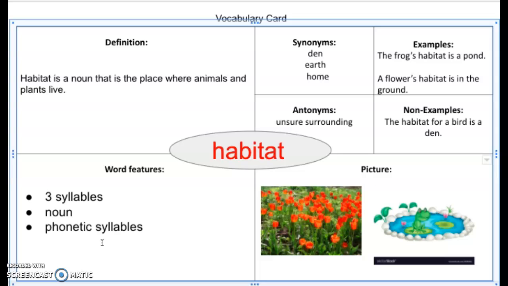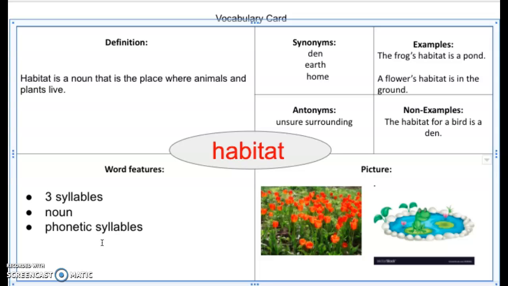If you look down at the bottom rectangle, you'll see that habitat is 3 syllables. If I clap it out, habitat, 3 syllables. It's also a noun. And I did want to point out that even though it's a 3-syllable word and a little bit bigger than what we're used to reading, you guys would be able to sound out every syllable in this word. All of the letters are making the correct sounds. There are no heart parts in this word habitat, so you would be able to read this fluently.